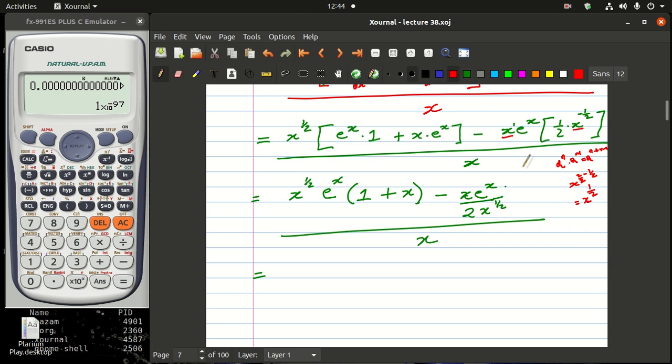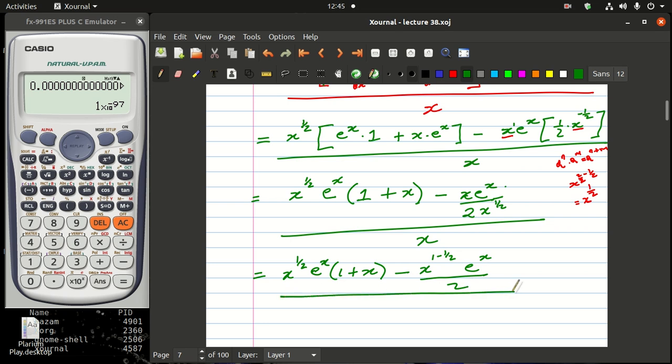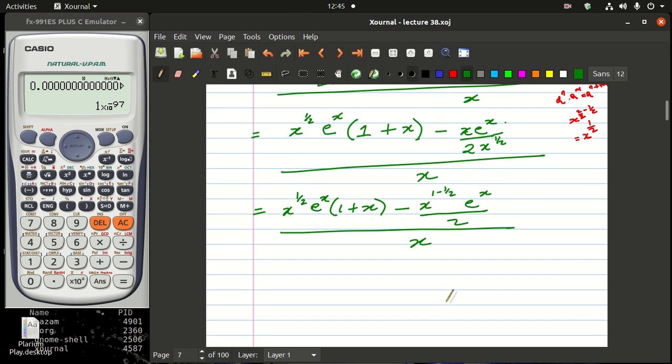So either way, you can either move from here to there, or move from this step to what I'm going to write now, which is going to be x raised to 1 over 2 e to the power x, and I still have 1 plus x here. And then when it comes to this part here, I'm going to just say I have x raised to 1 minus 1 over 2 times e to the power x all over a 2. This whole thing, I'm going to divide it by x.